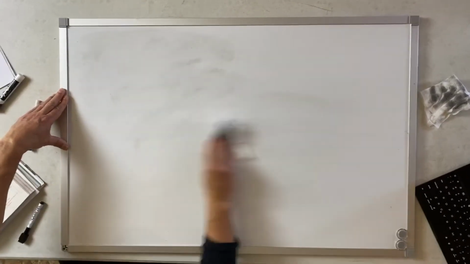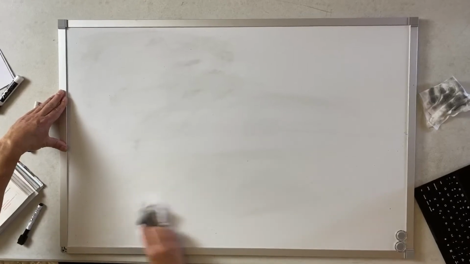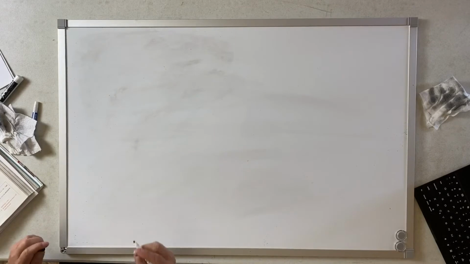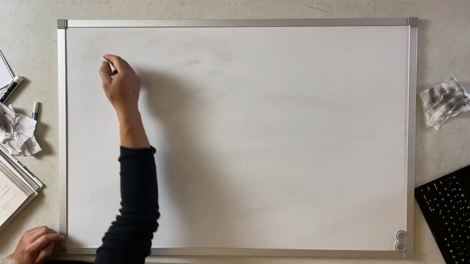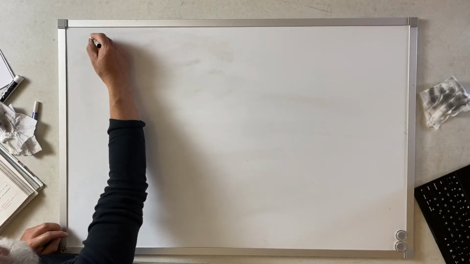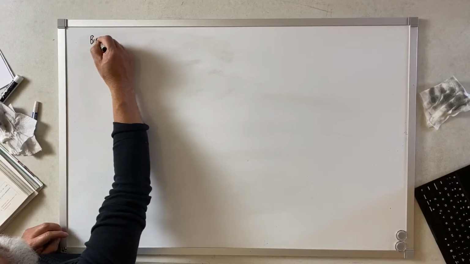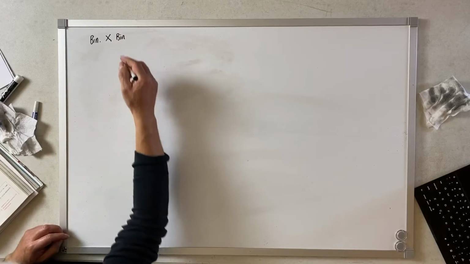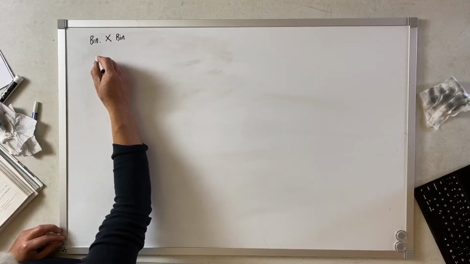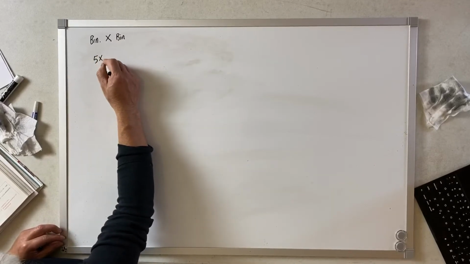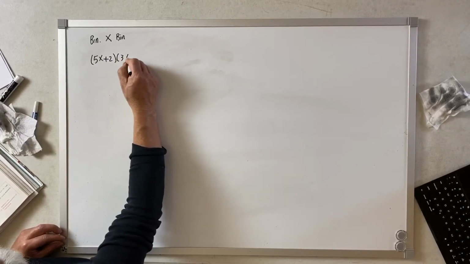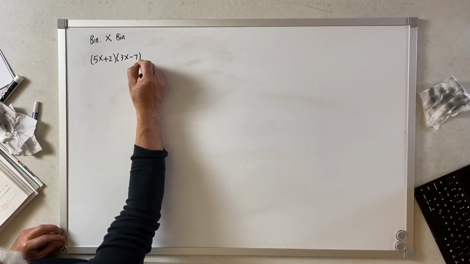All right. So now let's multiply special products. Let's multiply a binomial times a binomial. We call these special products. For example, 5x plus 2 times 3x minus 7.